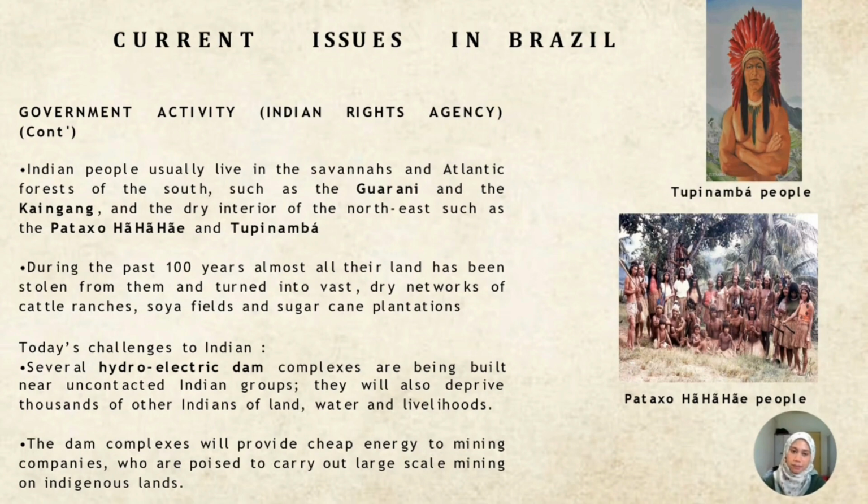Indian people usually live in the savanna and Atlantic forests of the south such as the Guarani and the Kaiowa, and the dry interior of the northeast. During the last 100 years, almost all their land has been stolen and turned into grass, a dry network of cattle ranches, soybean and sugarcane plantations.